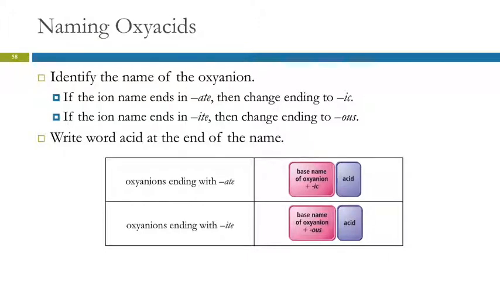The oxyacids. So the names of the oxyacids are based on the name of the oxyanion. So we have to identify the oxyanion. And then what we're going to do is, if that ion name ends in ate, we're going to change ate to ic and add the word acid. If it ends in ite, we're going to change it to ous and add the word acid.